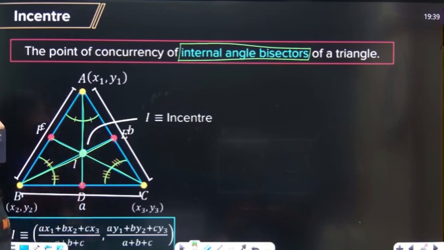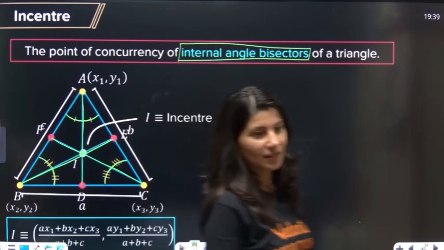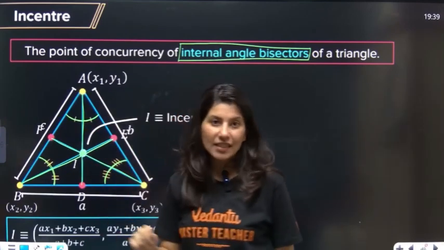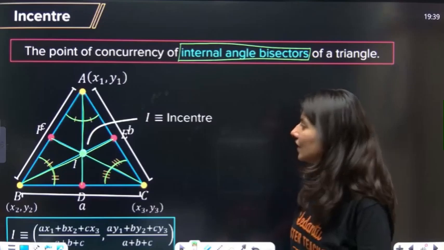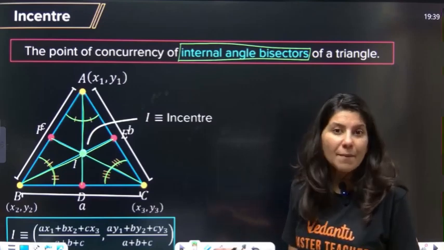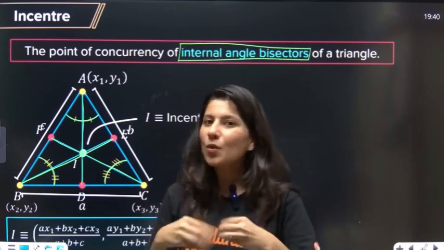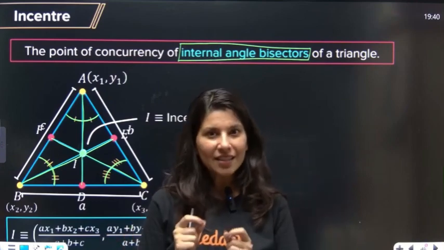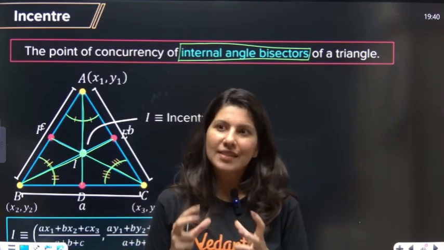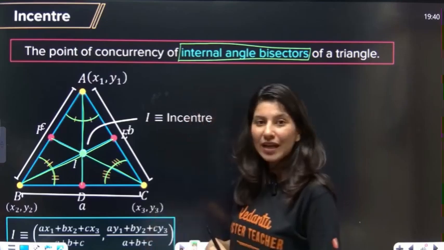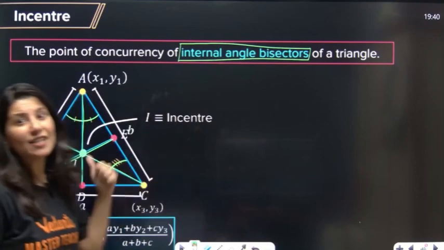Now this is the point of concurrency. Can you see? Point of concurrency of all the internal angle bisectors. Now, what is the formula? How to calculate it? Unlike the centroid, which is the easiest to calculate, the incenter will require some calculation. What are those calculations? First, you have to calculate the sides of a triangle.